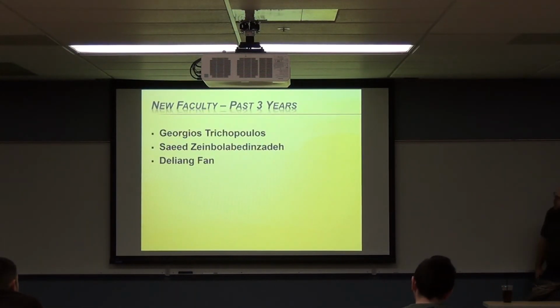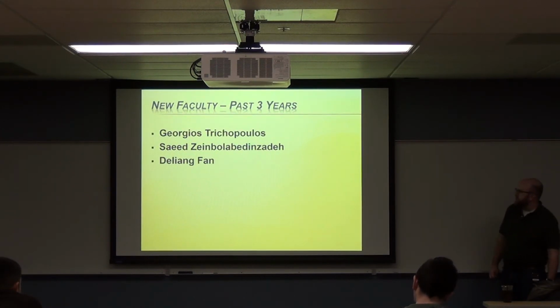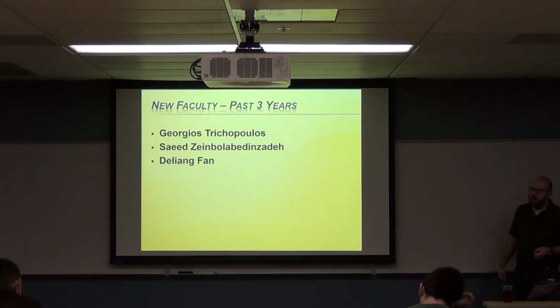We had new faculty. George is in year 4, so we should update that. Saeed is pretty new, I think maybe last year or the year before, and Delying is also new. George does terahertz imaging, Saeed does terahertz RF, and Delying does neuromorphic inspired circuits. So how do I build circuits that look like neurons in the brain? And he has a big focus on how do I do that in a memory? So how do I make a computer memory look like neurons? And it's all very good work.